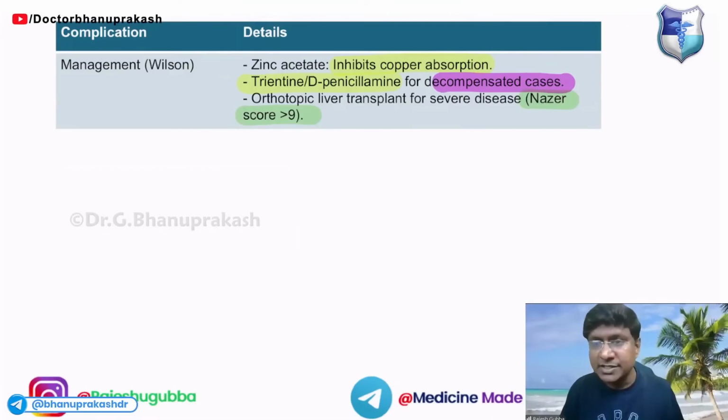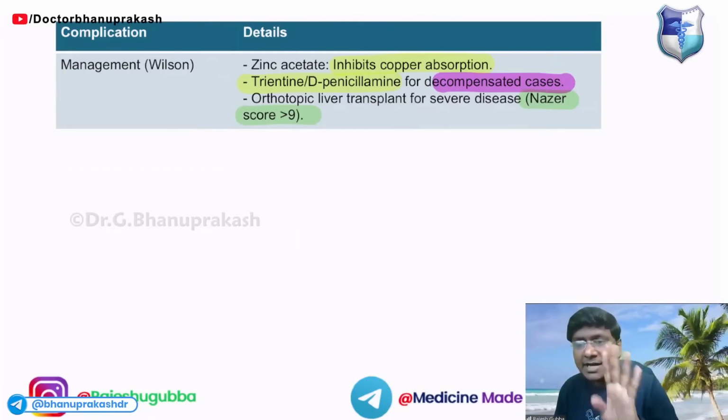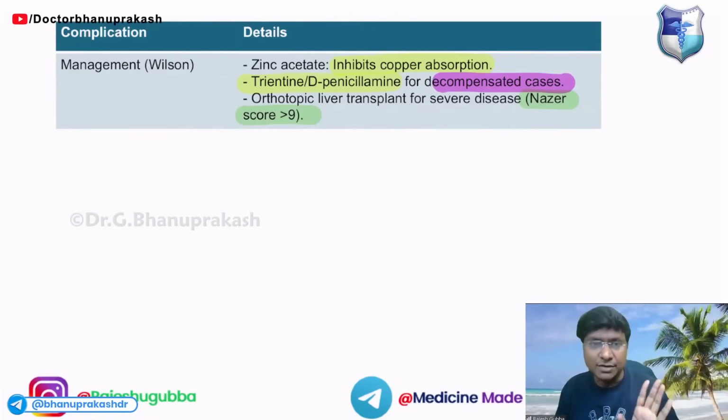So regarding Wilson's, what are the questions now? Gene, ATP7B gene. Which chromosome? Chromosome 13. Inheritance, autosomal recessive type of inheritance. What is the problem? Ceruloplasmin being deficient. What are the organs affected? That is liver, kidney, brain, eyes. Right? And accordingly, you have the manifestations. Type of cirrhosis, macronodular cirrhosis. Within the eye, KF ring.